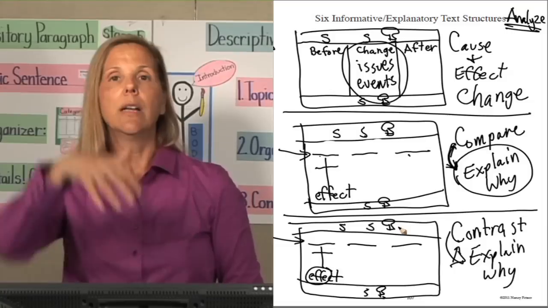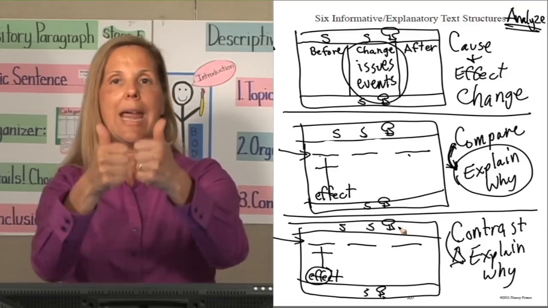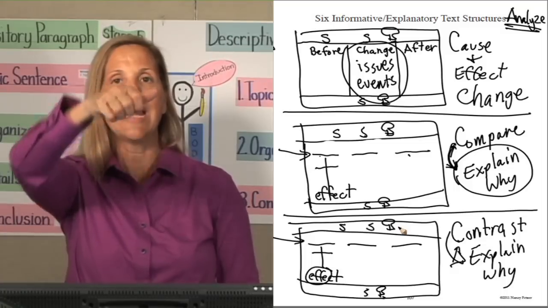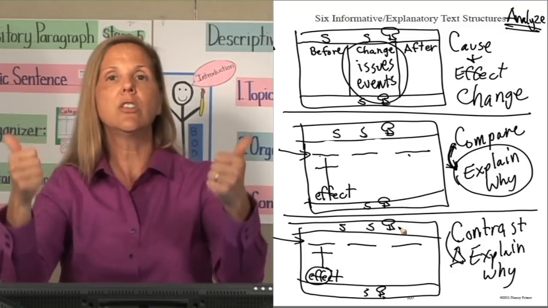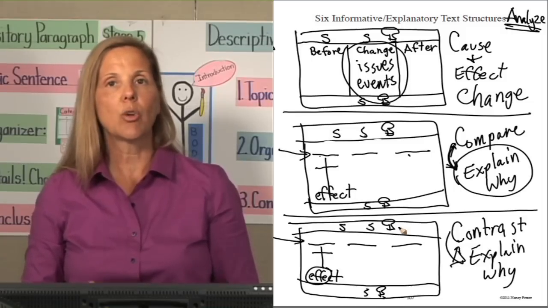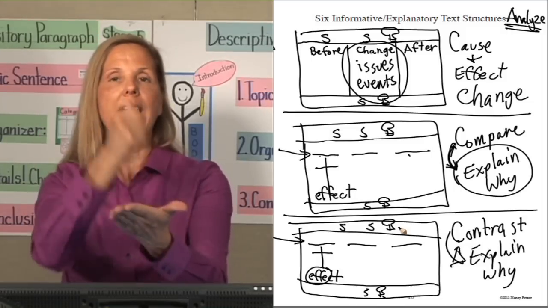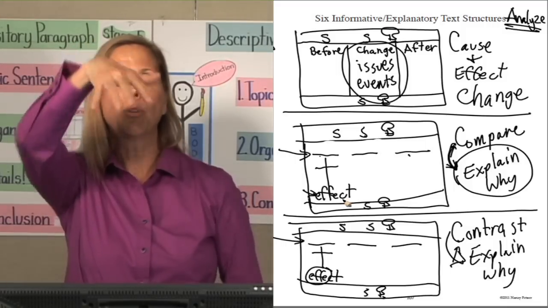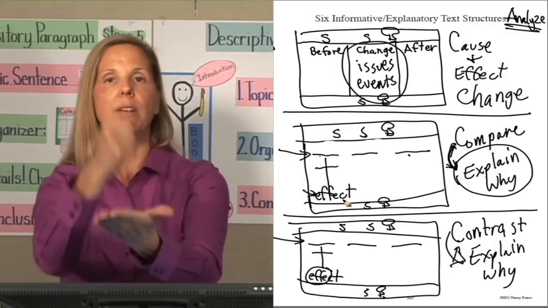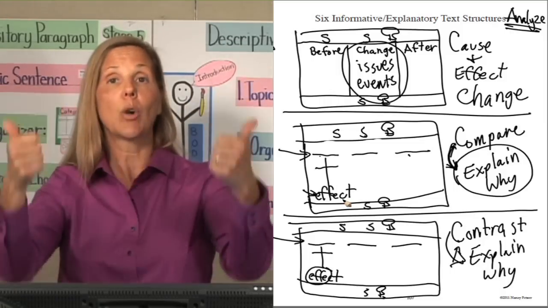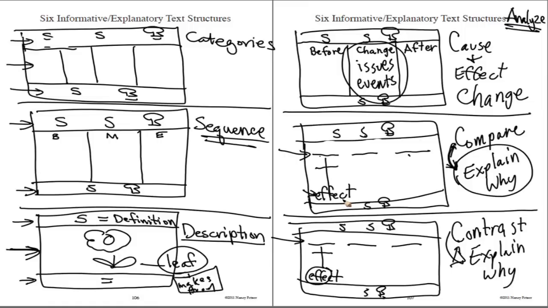For the compare, attributes, compare how they're similar to each other. If it's a contrast, identify the attributes, contrast how they're different from each other. And finally, once you either compare or contrast, then you're going to show the effect. Here's our hand signal for compare. Compare is attributes, compare, show the effect. For contrast, it's label the attributes, contrast, show the effect. We have all 6 organizers.